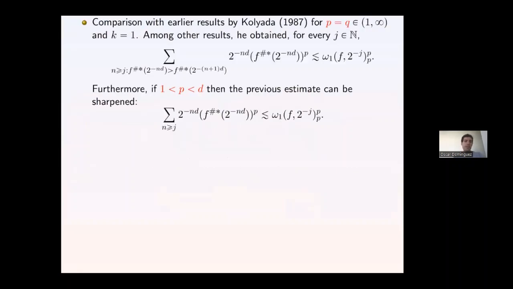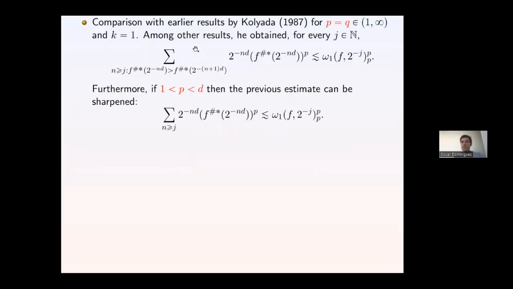At this point, I think it's quite convenient to compare our results with earlier results due to Colliada in '87 for the special case that we are dealing with Lebesgue spaces. I mean, q is equal to p, and k, the modulus of smoothness, is of order 1. So in this setting, he obtained the following point-wise estimate.